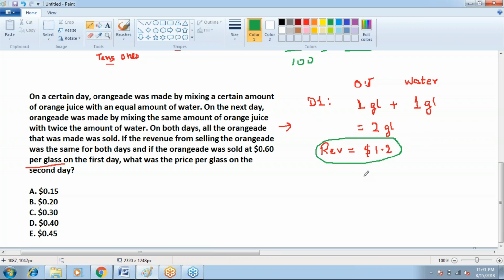Next is they say day two. Day two they mixed one glass of orange juice and two glasses of water, making three glasses altogether. Three glasses altogether. And selling these three glasses, they get the same revenue. That is $1.2. $1.2 is 120 cents. So now 120 cents received from three glasses. What do you think is the revenue per glass, price per glass, right?